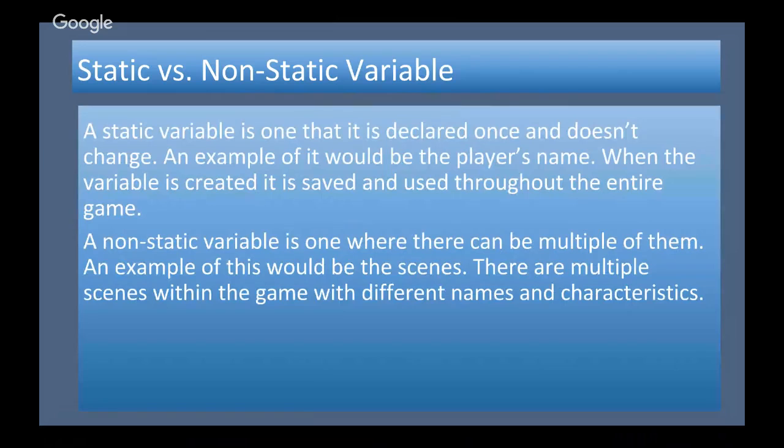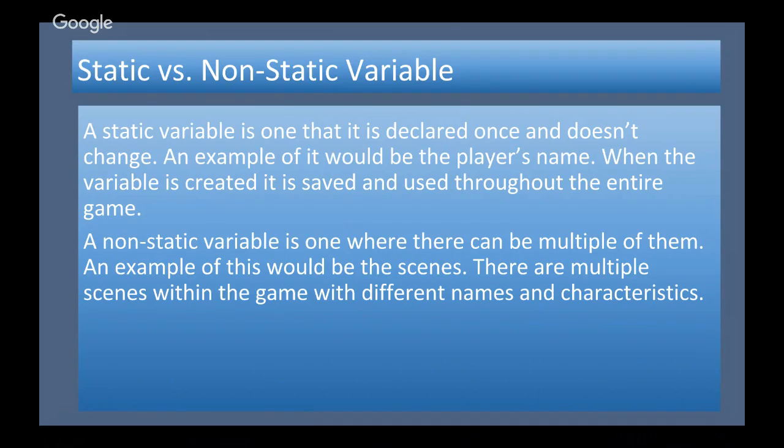So the first thing I want to talk about is static and non-static variables. A static variable is one that is declared once and doesn't change. An example of that would be the player's name. When the variable is created, it's saved and used throughout the entire game. So if Jim played and put in his name, he would be the player throughout the entire game. A non-static variable is one where there can be multiple of them. It's not like the static one where there's only one saved throughout the entire game.